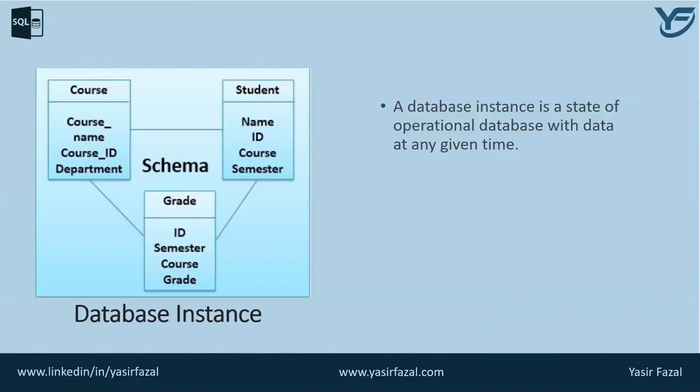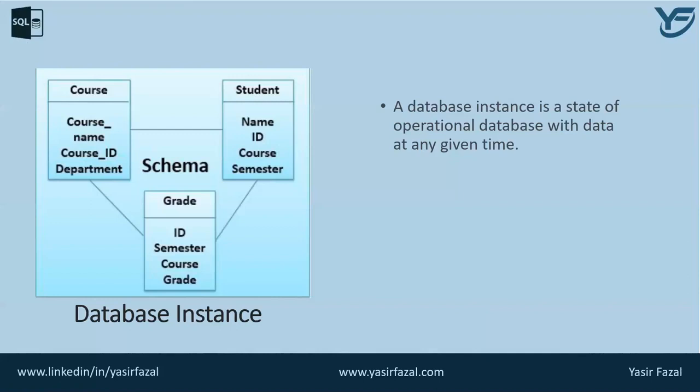For example, as we can see in the slide, when I talk about the schema, it means there are three tables: course, student, and grade, and there are columns defined in these tables. For example, course contains course name, course id, and department. A student contains name, id, course, and semester. And then there is a grade table which contains the id, semester, course, and grade. So this is the schema of the database. It is defining the data structure of the database.